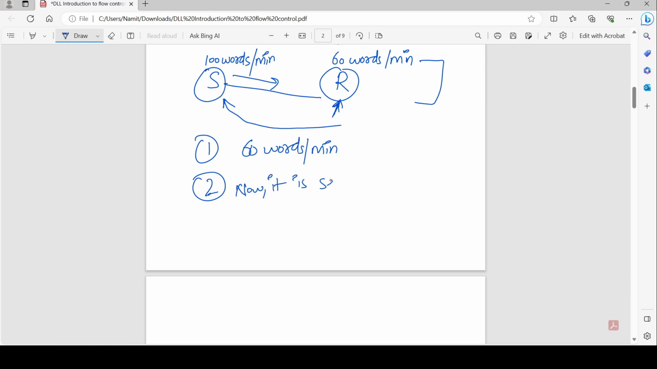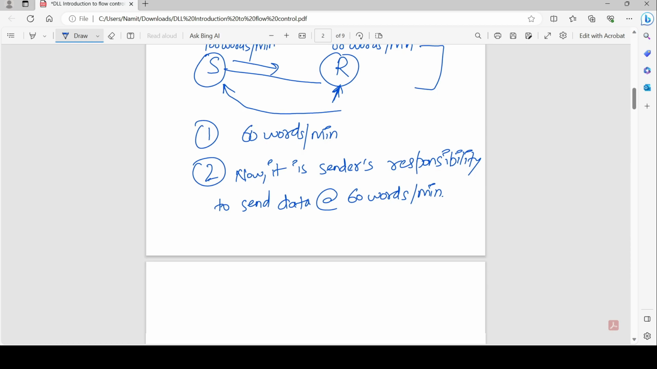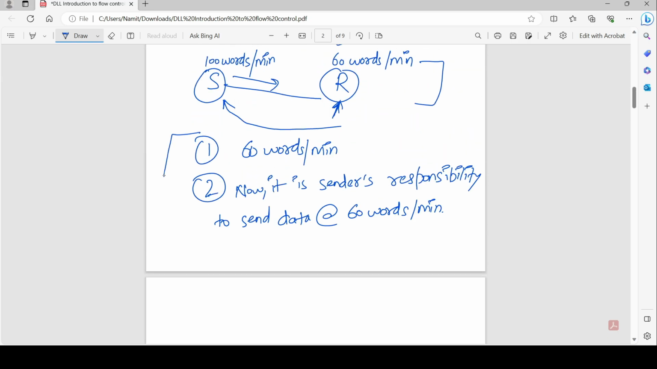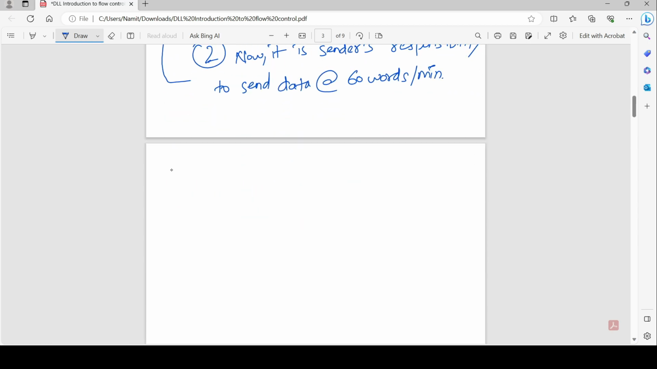It is the sender's responsibility to send data at 60 words per minute. As simple as that. So if you conclude the meaning of these two lines, I think we can identify the objective of flow control.